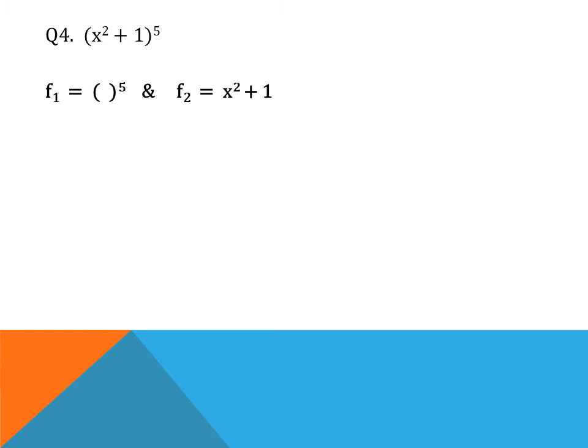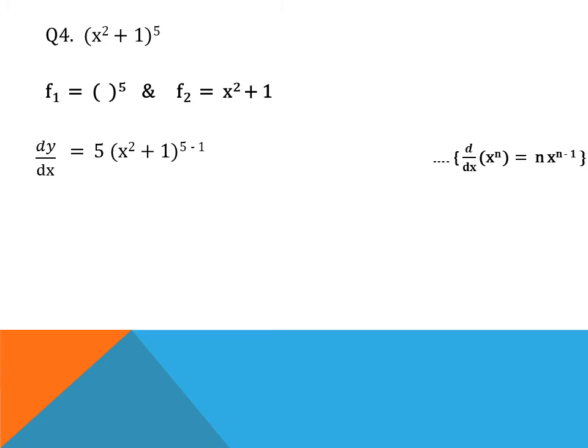Now here the whole bracket raised to 5 will be f1 and the terms inside the bracket, which are x square plus 1, will be f2. Now to find the derivative of f1, it would be similar to finding the derivative of x raised to n, which is n into x raised to n minus 1. Now in this example our n is 5 and in place of x we have x square plus 1.